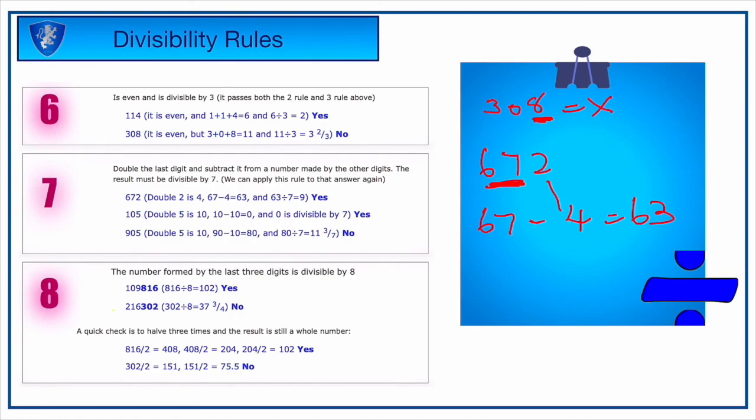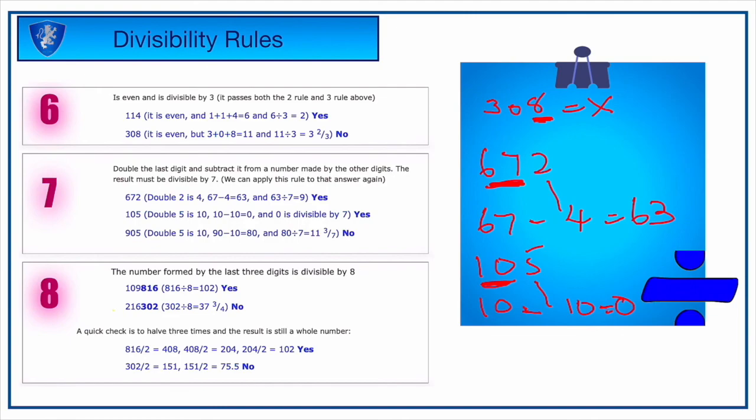Now if you look at another one, that's 105, for example. So what did we say? Double the last digit, which gives you 10, and the number formed by the first 2 digits is 10. And 10 take away 10 is 0, and 0 can be divided by 7. So yes, it can. And the third example, which is here, is the number 905. So you double the 5, which gives you a 10, subtract it from the number formed by the first 2 digits, and you get 80. And definitely 80 does not come in a 7 times table. So I would have to say no to 905.